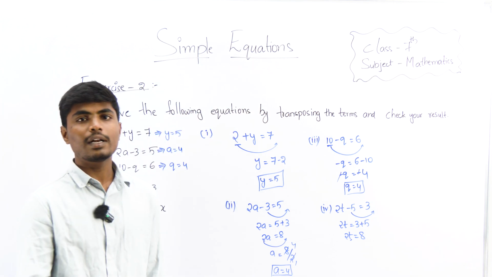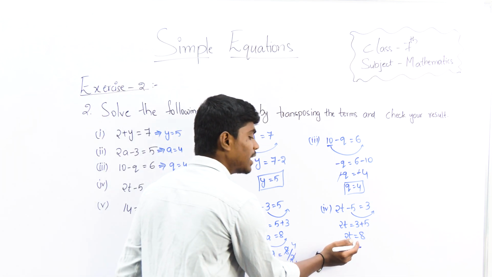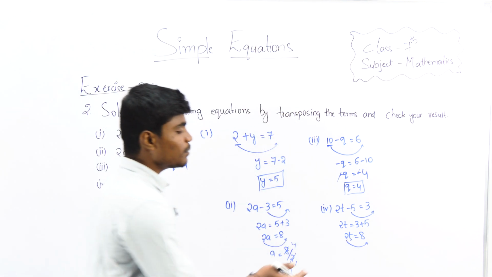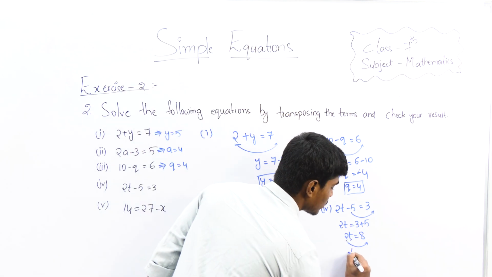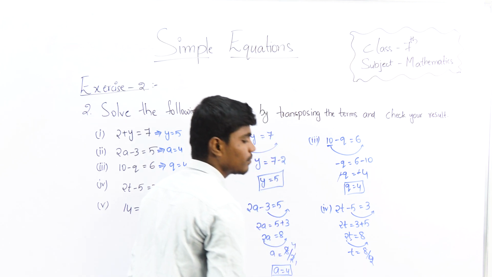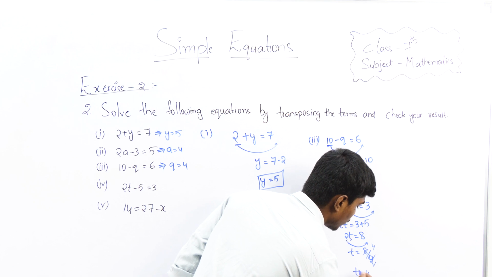What is the extra number we have? 2. See, what is 2 doing with t? 2 is multiplying with t. If we move 2 to the right hand side, as it is multiplying on the left side, it will divide. So t is equal to 8 by 2. 2 ones are 2, 2 fours are 8. So t is equal to 4.